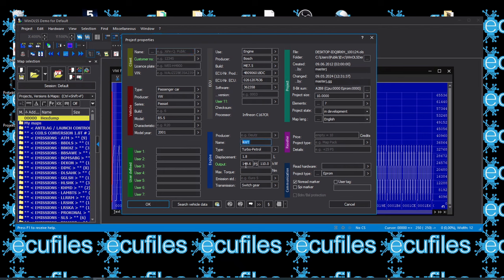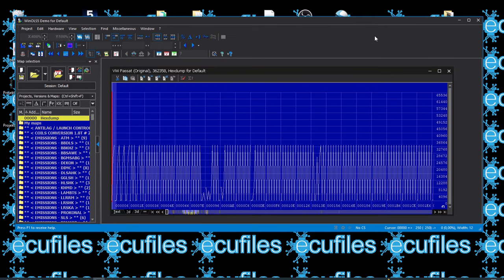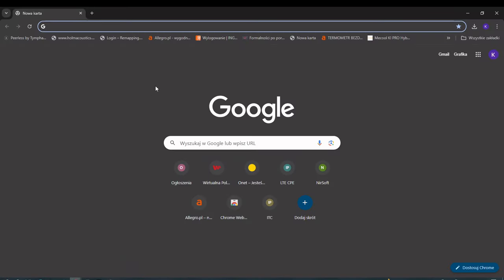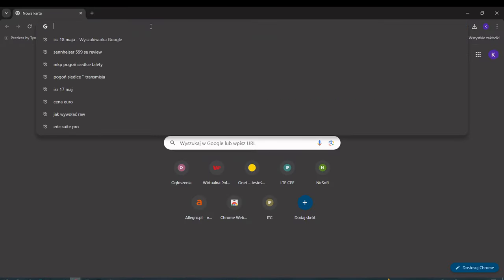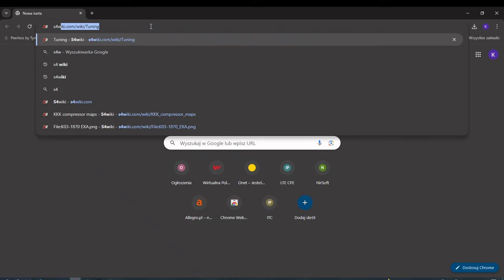We will create an example mod file for an engine marked AWT. Our strategy to increase power will be to increase boost pressure and increase fuel by lowering the required lambda. First, I suggest reading the website s4wiki.com. You will find their explanations about the maps that we will modify.